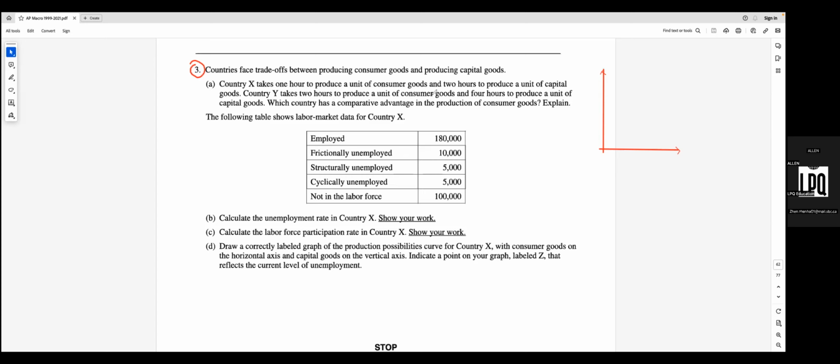Like in this question, oh, we don't need to draw PPC actually. Sorry, we don't need to draw PPC. We just do a calculation to compare who has a comparative advantage. So the first step, because the question asks which country has a comparative advantage in producing consumer goods, we need to calculate the opportunity cost.